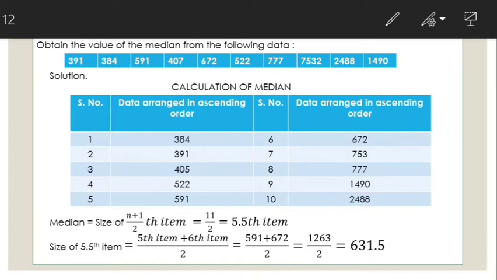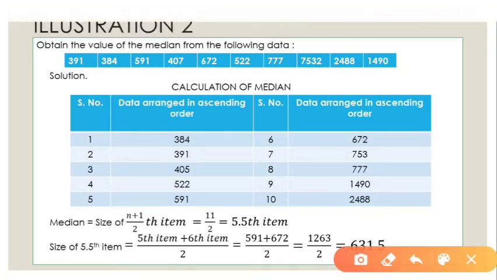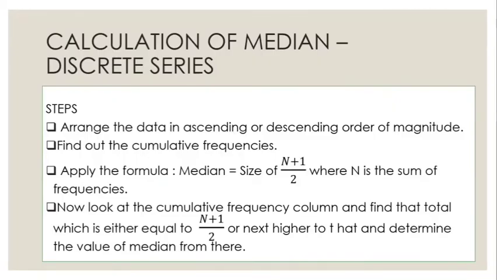The 5.5th item. The median will then be (5th plus 6th) by 2. What is the 5th? It's 591 and the 6th is 672. So we'll add these and divide by 2, and the required answer after division will be 631.5.